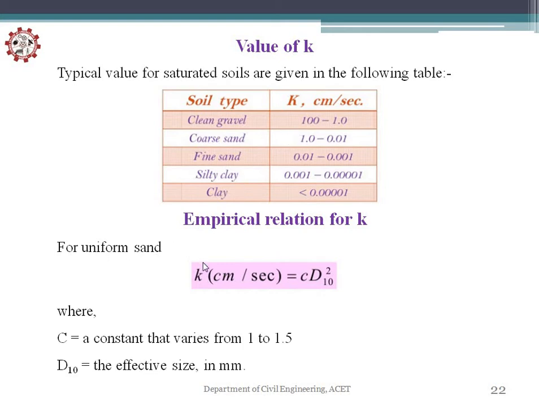For uniform sand, K in centimeter per second is calculated by C into D10 square, where C is a constant that varies from 1 to 1.5 and D10 is the effective size in mm for 10% finer material.